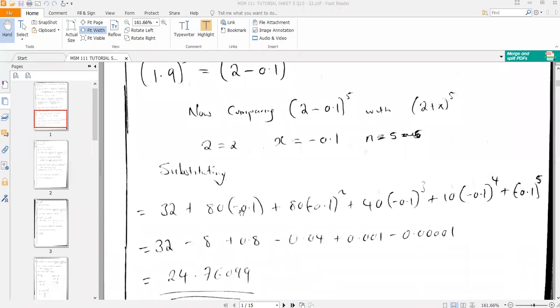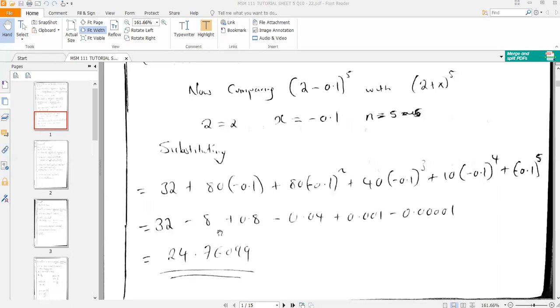You know that 80 times negative 0.1, I believe you can do that in your head, to give you something like negative 8. So negative 8 plus, when you multiply 80 by the square of negative 0.1, it gives you a positive 0 point something there. Then when you multiply it by the 80, it's giving us 0.8. So you do the same for every step here.